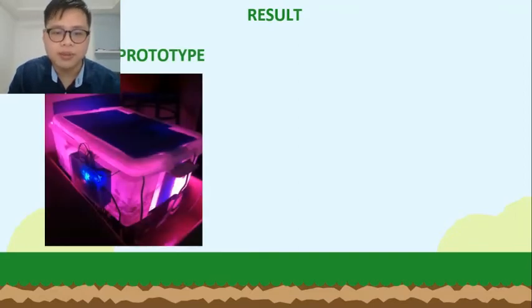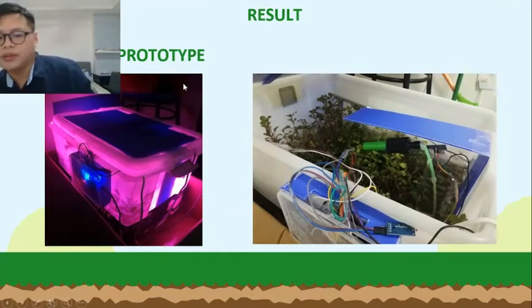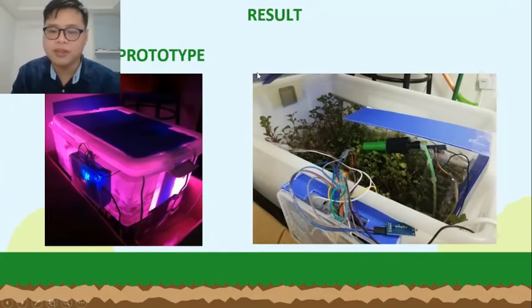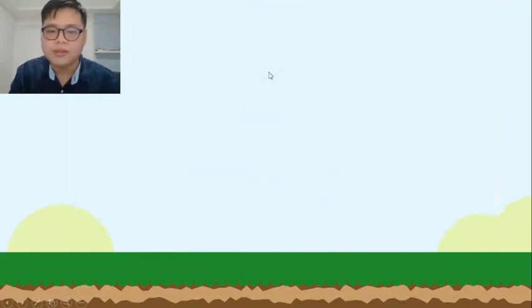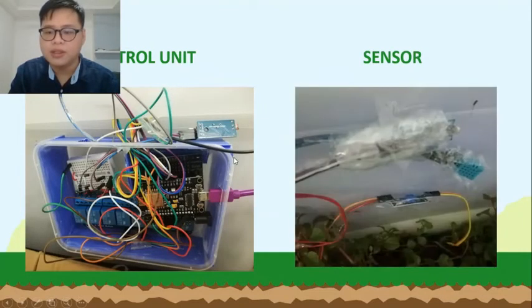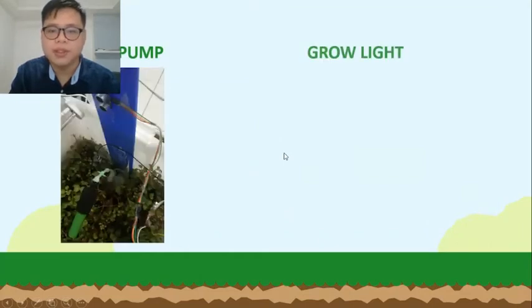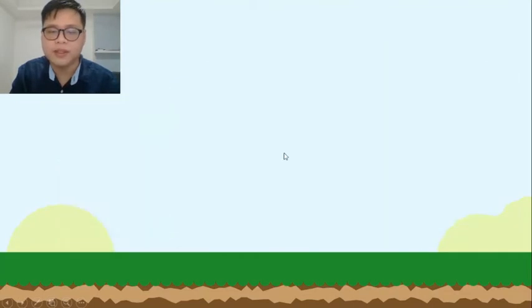This is my project prototype. The left one is the project at night, and the right one is the project during the day. Next, we will proceed to the control unit. This is the control unit of the project. This will be the sensor of the project. Proceed to the water pump and the grow light system.